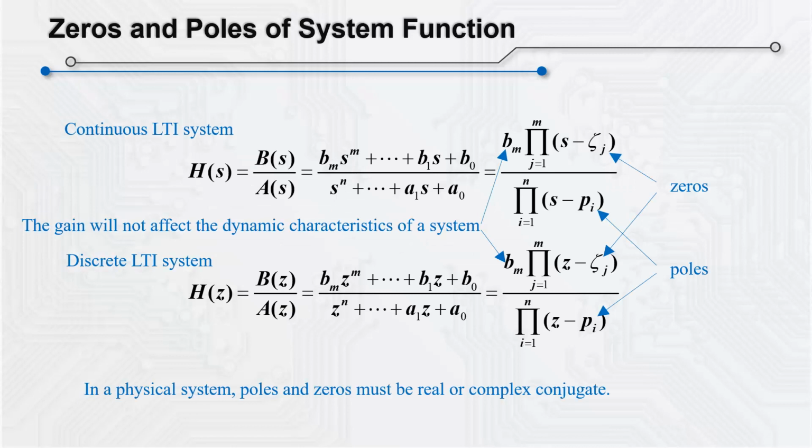For continuous or discrete LTI systems, their system functions can be expressed in the forms of zeros and poles. In this formulation, Bm is a gain factor, which will not affect the dynamic characteristics of the system. The characteristics of the system are determined merely by its zeros, zeta j, and poles, pi. For a physical system, since all of its polynomial coefficients are real numbers, its zeros and poles must be real or conjugate complex numbers.